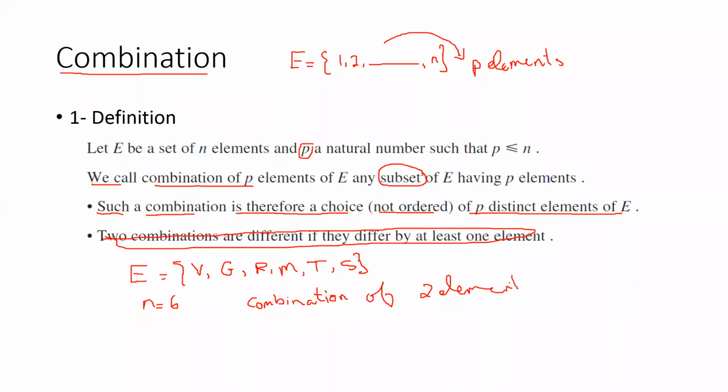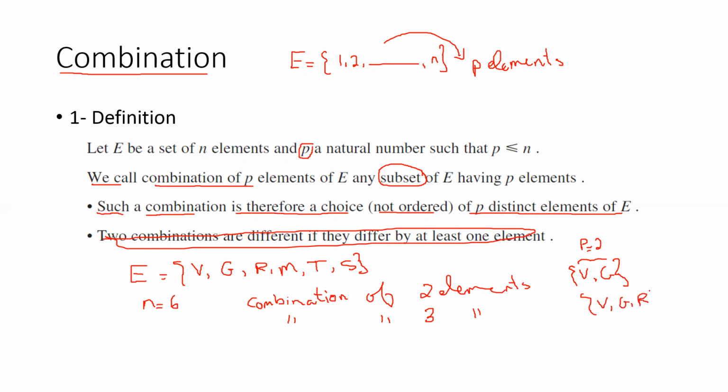V and G, Vanna and George. Here P is equal to 2. This is a subset of 2 elements from the set of 6 elements. This is called a combination. Give another combination of 3 elements. V, G, R.